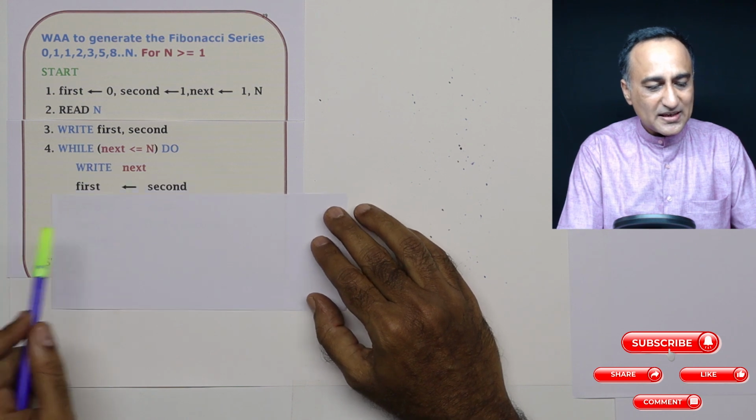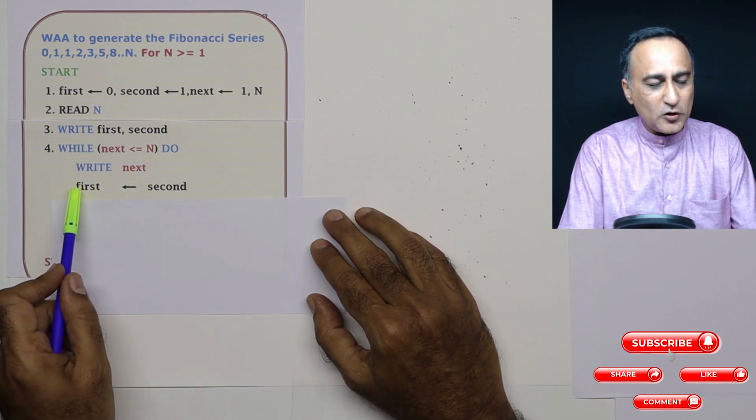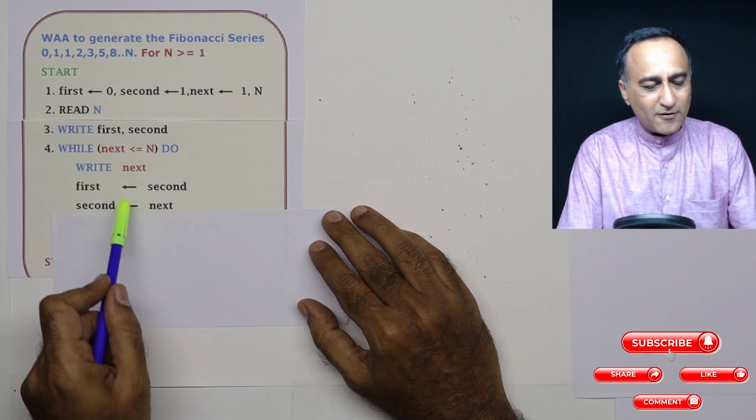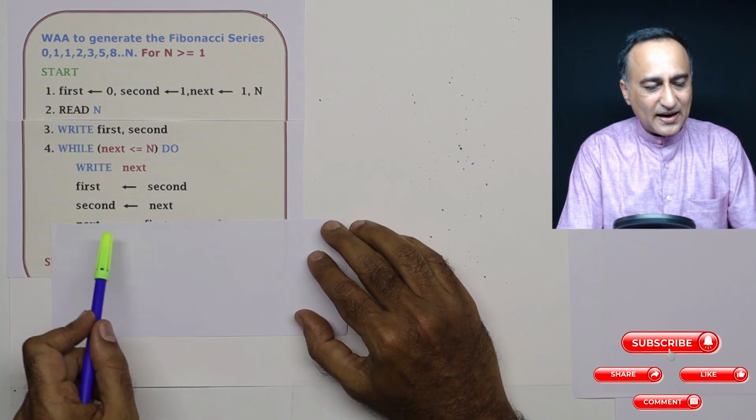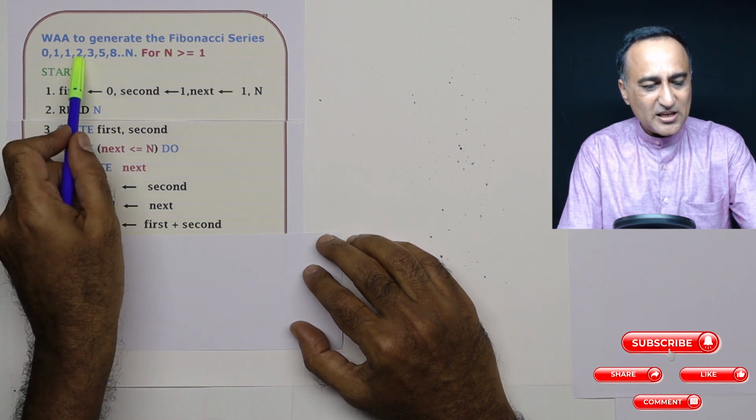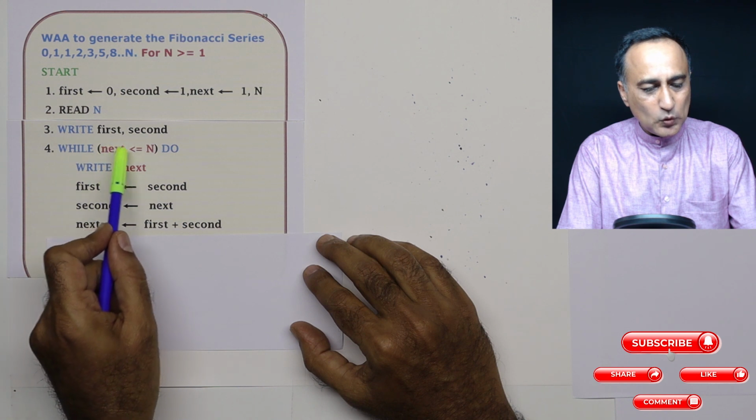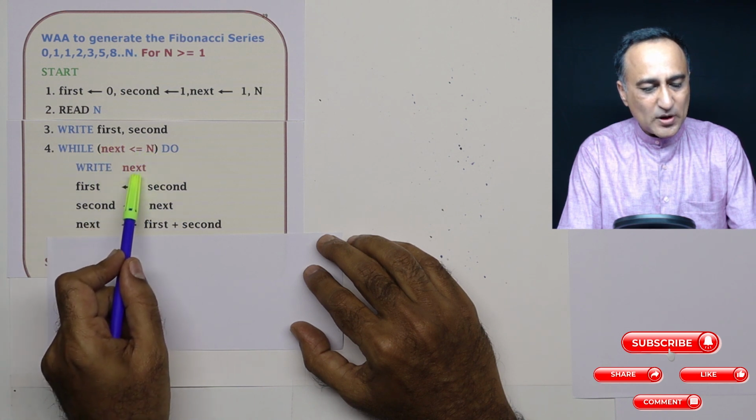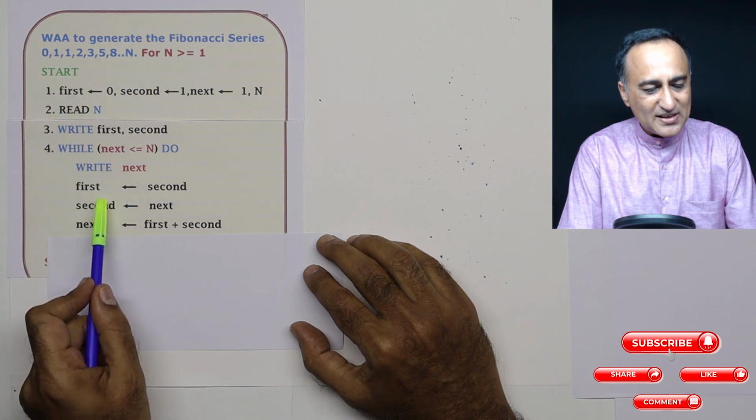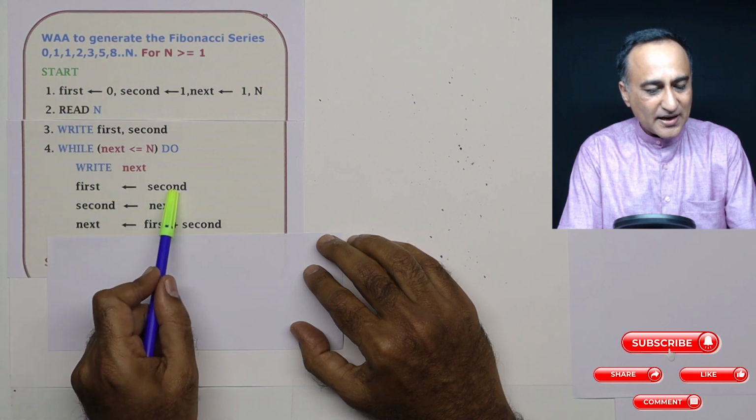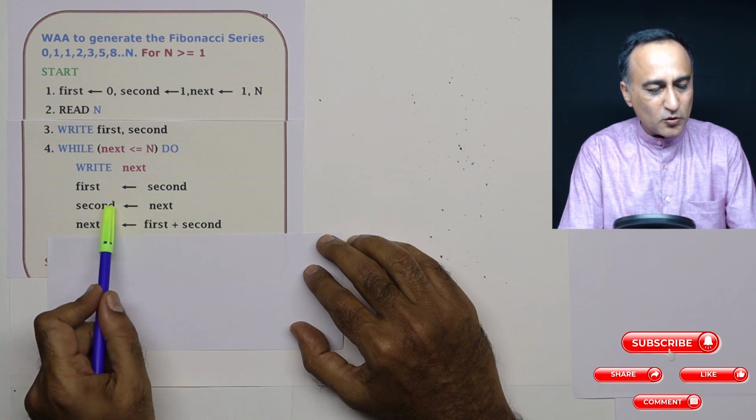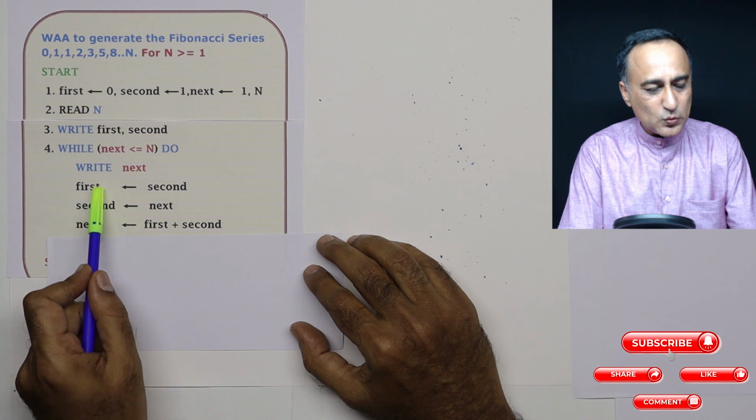Now it is quite easy. I am moving the value of second into first and the current value of next into second, and then I am saying next is now first plus second. So next is now 2. Is 2 less than or equal to 8? Yes. So I am writing 2. So next 2 is printed here. Now first is 1, second is also 1. So the value of second, which is 1, moves to first. The value of next, which is 2, moves into second. So this is 1, this is 2.